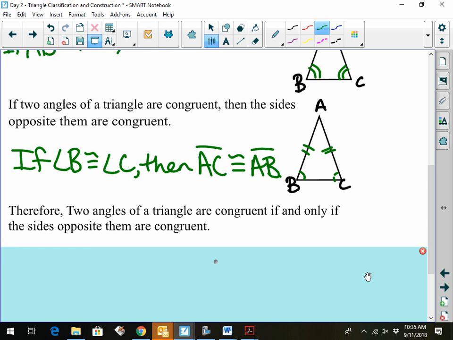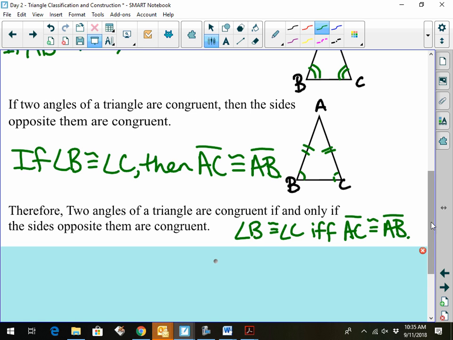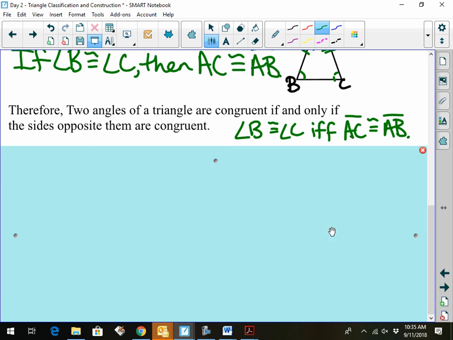So how we write this is we can say angle B is congruent to angle C, and then we might use iff for if and only if, segment AC is congruent to segment AB. So that means that if we start with our segments, then we can go to our angles, or if we start with our angles, we can go to our segments. So using this in actual application, let's try a question or two.